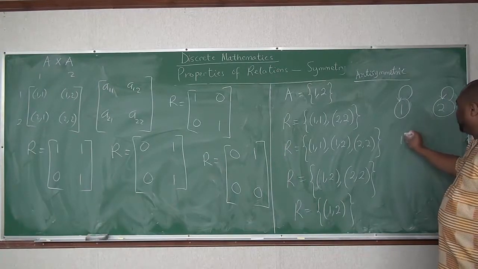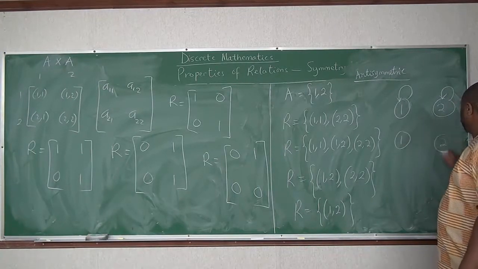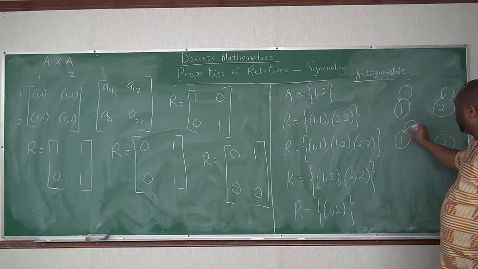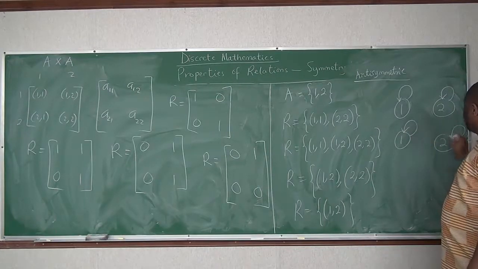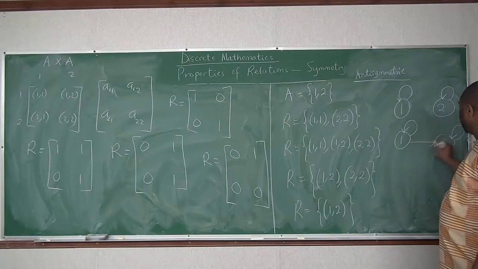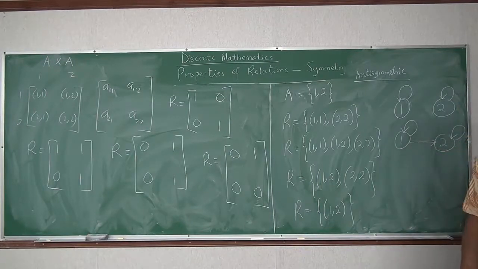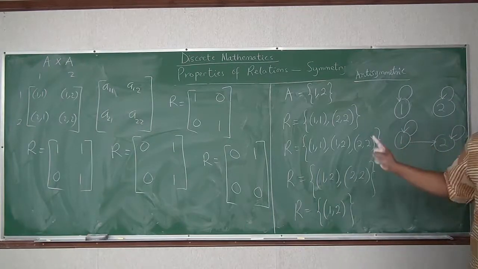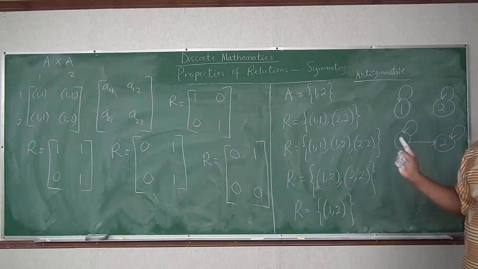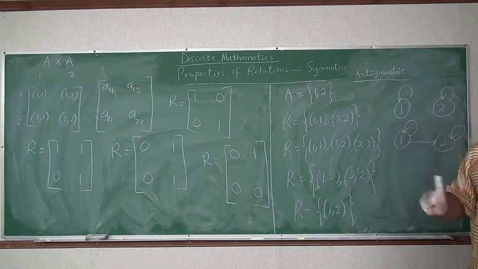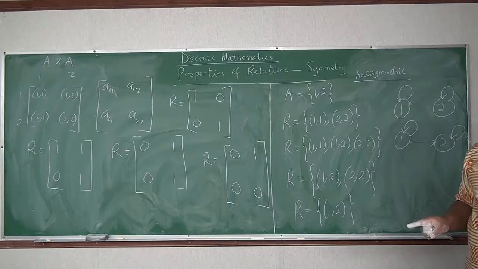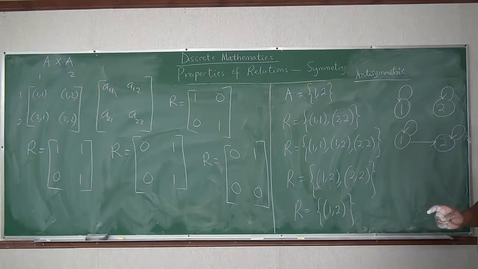Here, for this one, you have 1, 1, no problem. You have 2, 2, no problem. And then you have 1 to 2. But you can't have 2 to 1. The edge will not be two-way, unless it is a loop. Do you understand it?